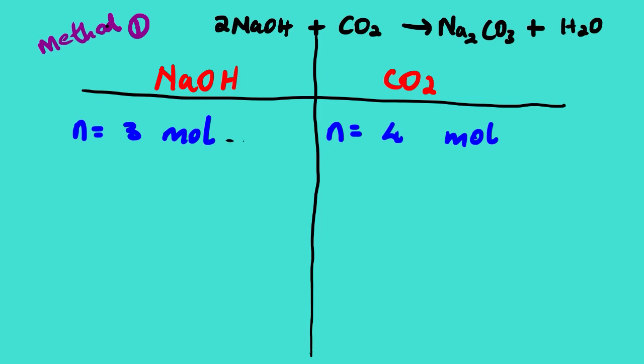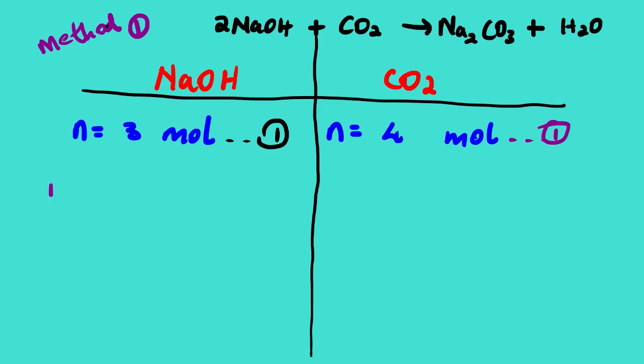So allow me to label this as the first number of mole, also this one as the first number of mole, but let me use a different color for this one. So it's the first number of mole and the first number of mole for carbon dioxide. Then from here we go to the second step. The second step is to calculate the second number of mole for each reactant, and then we use what we call mole ratio.